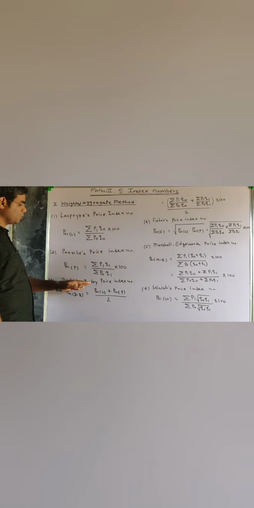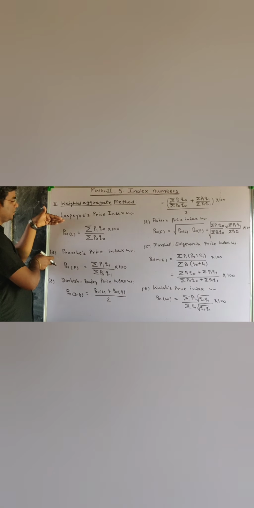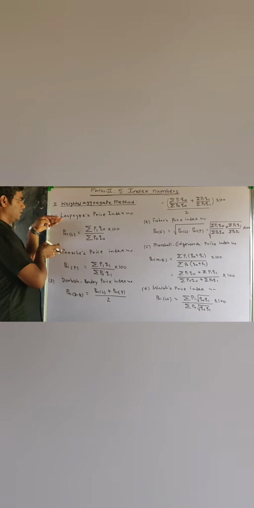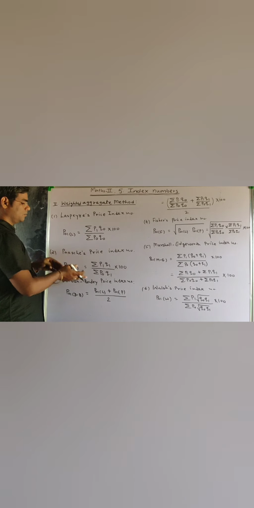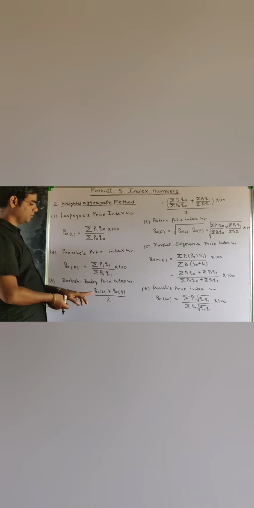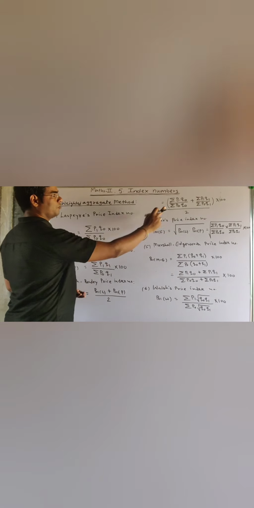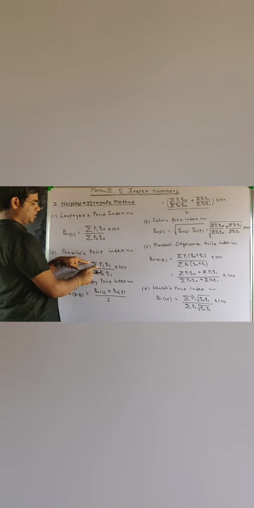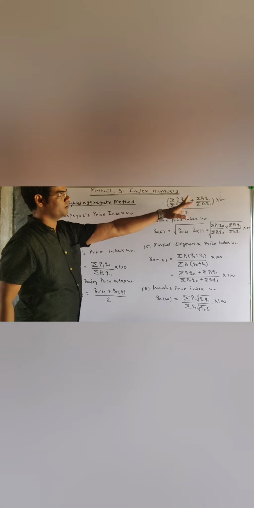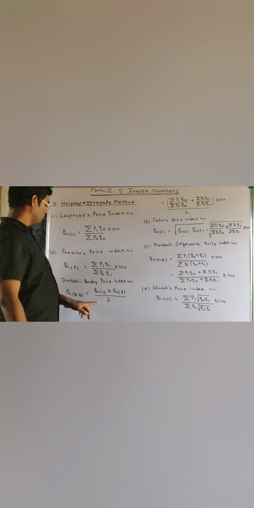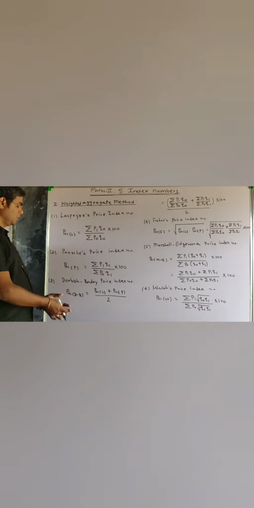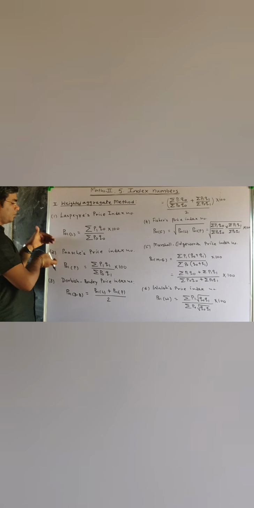Third formula is what? Drobisch-Bowley price index number, which is given by the formula P01 DB, which is nothing but the average of Laspeyres and Paasche price index number. So find the Laspeyres price index number and the Paasche price index number and take the average of these two. The formula for Laspeyres is summation of P1 Q0 upon summation of P0 Q0, plus Paasche is summation of P1 Q1 upon summation of P0 Q1, and into 100 we have taken common, divided by 2. So Drobisch-Bowley price index number is nothing but the average of Laspeyres and Paasche price index number.